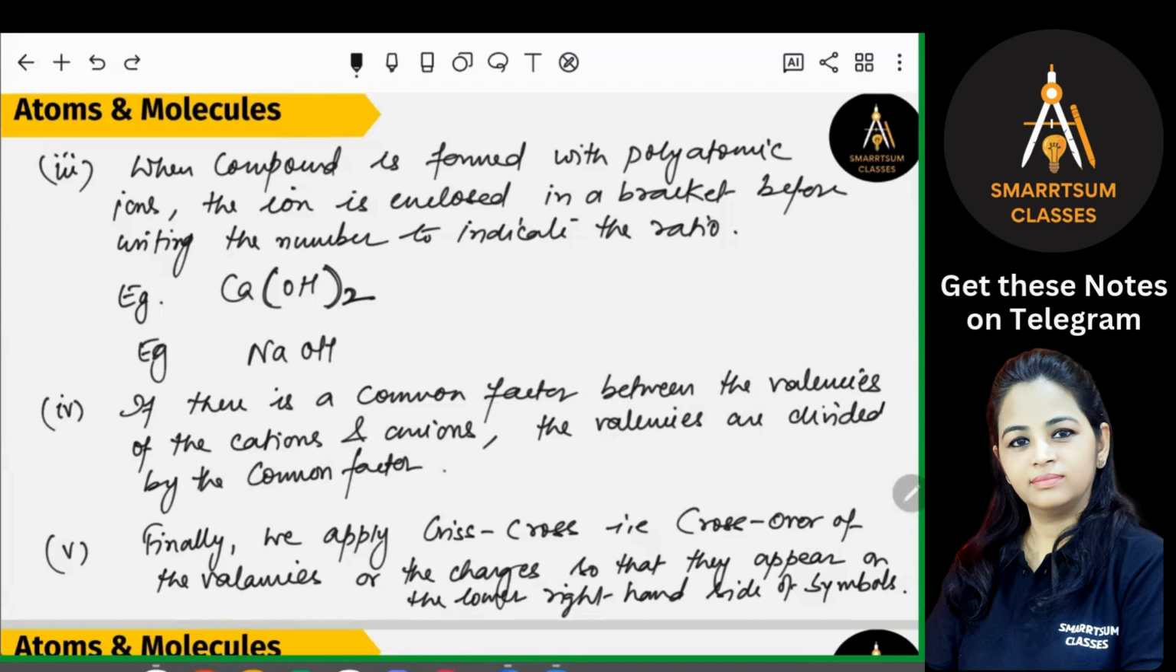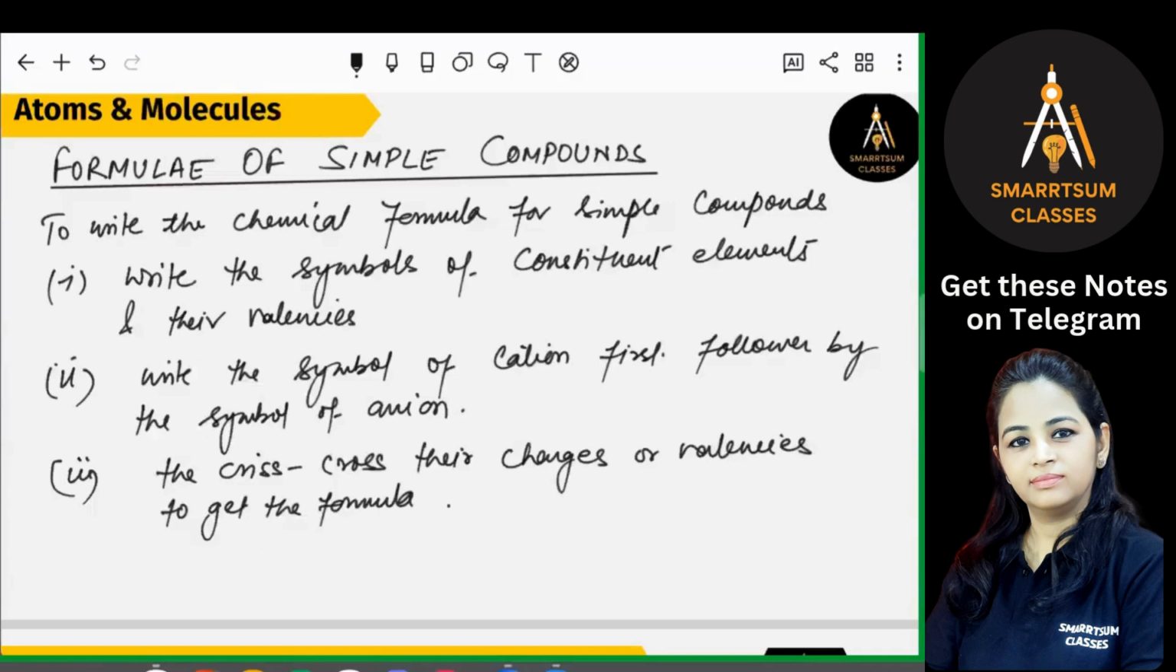Now let's see how to write down the formula of simple compounds. To write down the formula of simple compounds, we will first write the symbols of the constituent elements and their valencies. I will tell you in some examples now. Then write the symbol of the cation. Cation is formed by the metals, as I told you in the earlier rules. So the metal symbol is written first, followed by the non-metal. Metal forms cation and non-metal forms anion. So cation first, then followed by the symbol of anion.